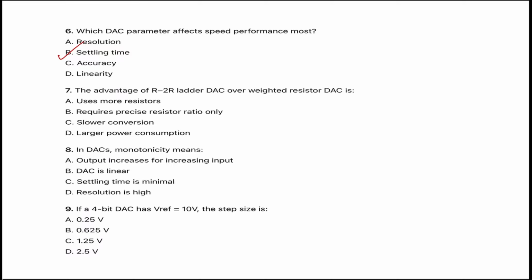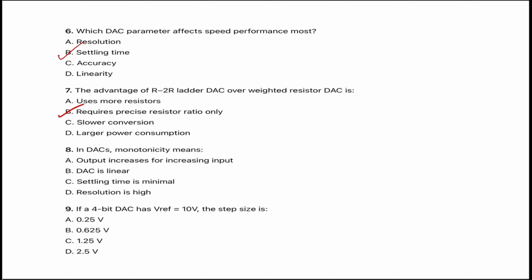Next question. The advantage of R2R ladder DAC over weighted resistor DAC is: option A, uses more resistors; option B, requires precise resistor ratio only; option C, slower conversion; option D, larger power consumption. The main advantage of an R2R ladder is option B, it requires precise resistor ratio only.